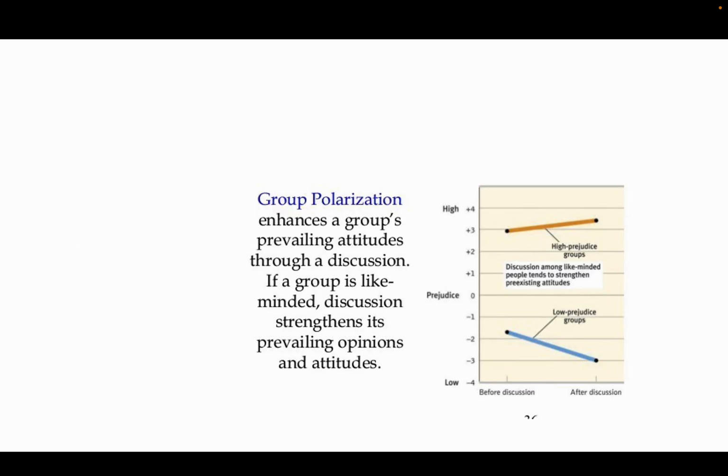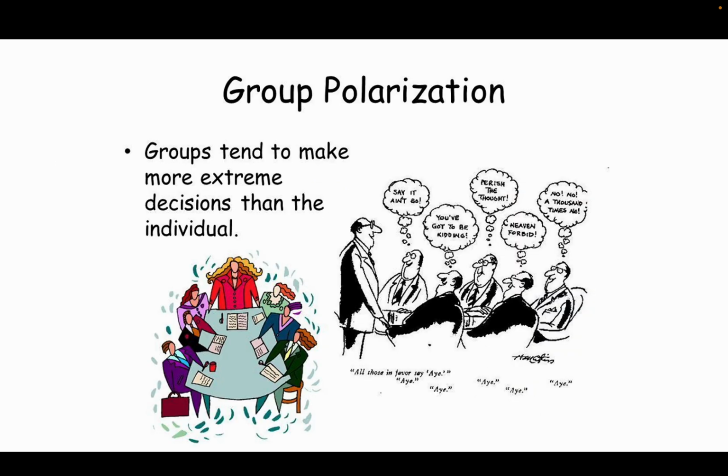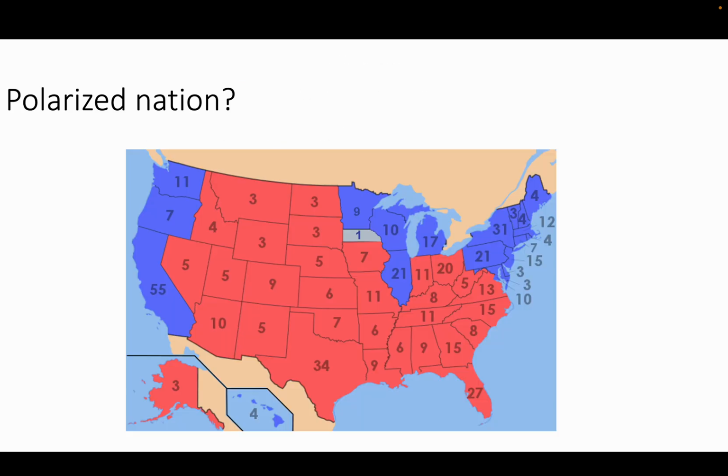All right, group polarization is a big one, and this is when extreme groups hang out together and become even more extreme. Group polarization. So if you're a prejudiced person, you hang out with other prejudiced people, you're going to become more prejudiced. That's group polarization. I know that sounds obvious, but it's on the test every year.